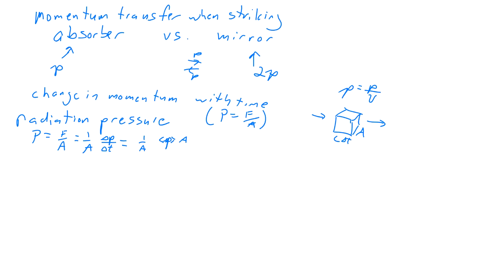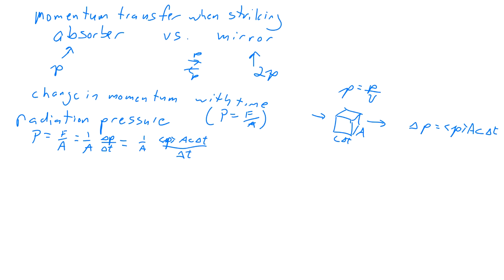So I'm going to say delta p is equal to the average momentum density times A c delta t. Again, the A is for the area that the wave is hitting, and c delta t is the length of wave that is going to hit the surface in that amount of time. And then right here, we're dividing by delta t still from before.